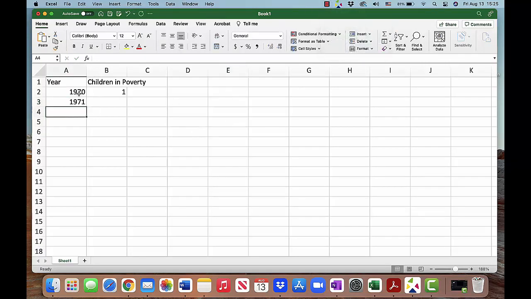What I would like to do is the first 10 years until we reach 1980. And the way we could do this, we can select these two cells, grab the bottom right square, and go all the way to 1980. You see? Instead of typing each number.